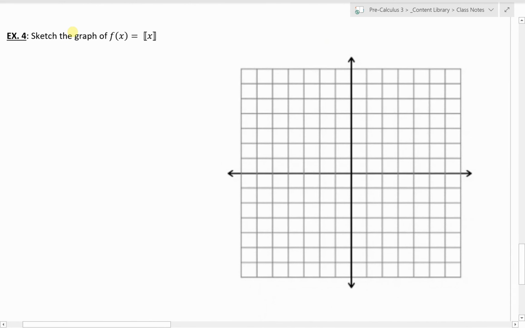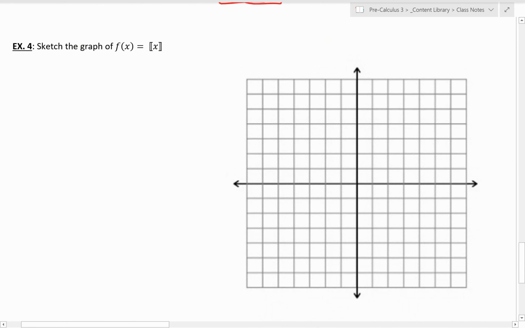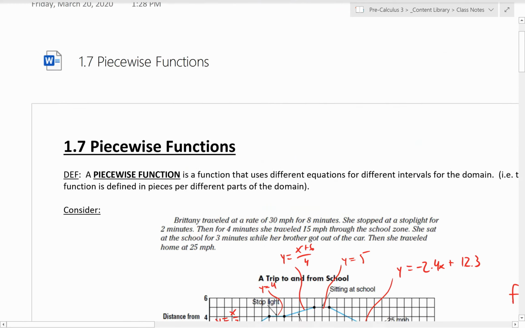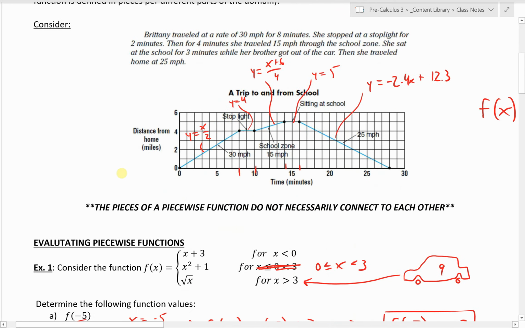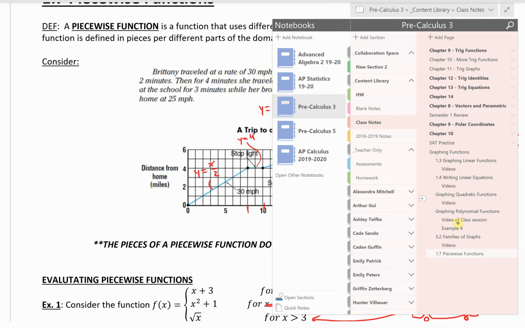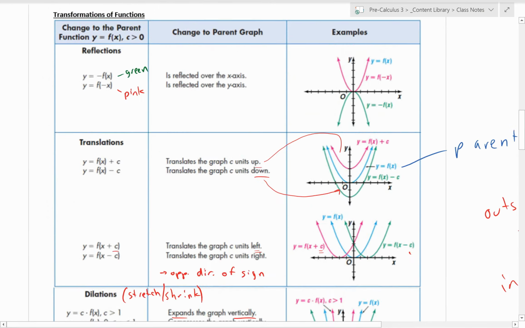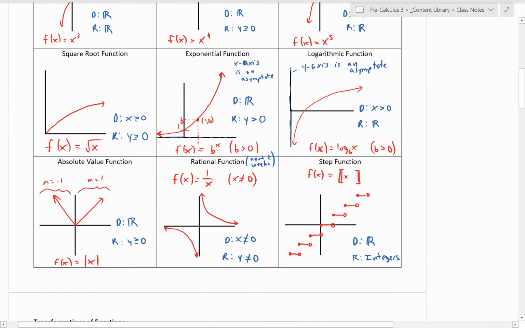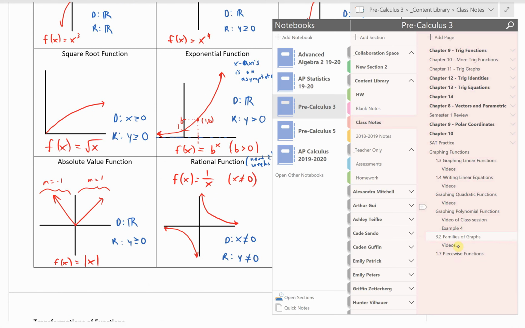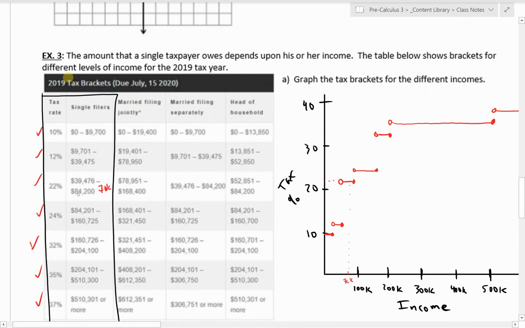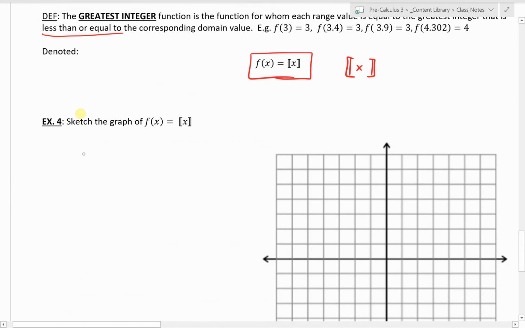So let's graph the basic parent version of the greatest integer function. You also will remember I mentioned this function briefly at the beginning of the last section on families of graphs. We had this step function here. So I showed it to you briefly earlier in the unit. But anyhow, let's go to graphing the step function, the greatest integer function.